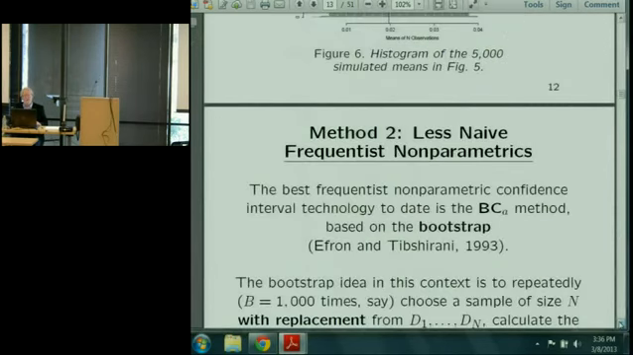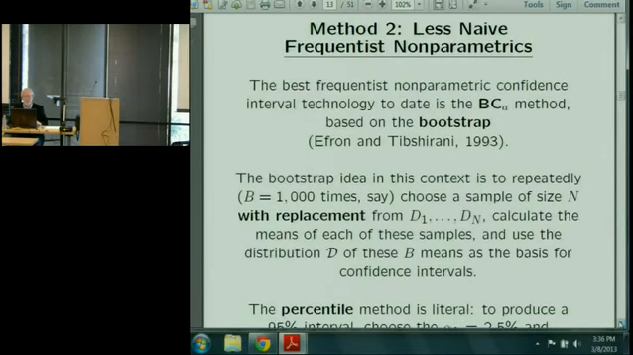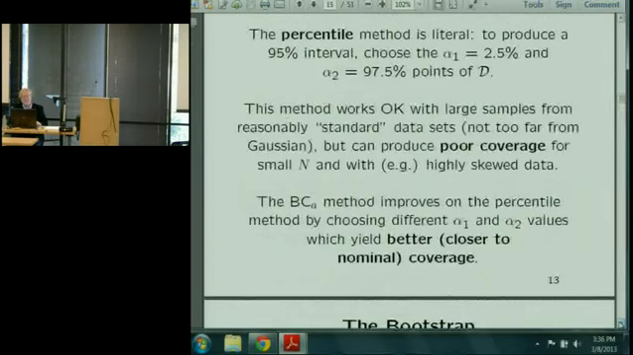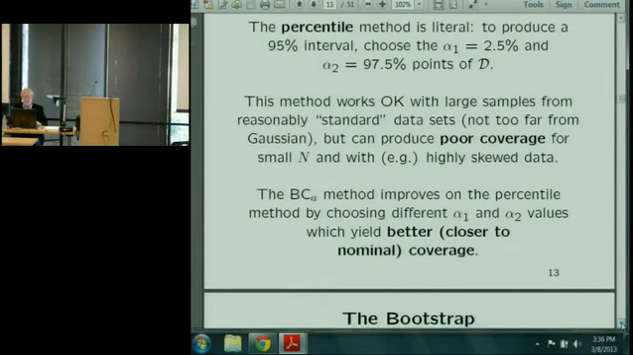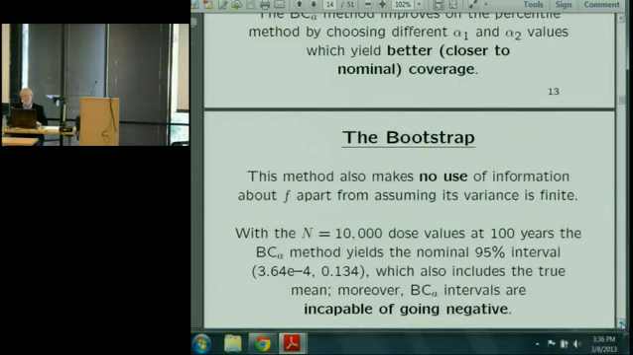All right, then I tried the bootstrap because that's supposed to be the best non-Bayesian, non-parametric method. And I'd used the percentile method. And as we've seen, this method works okay with large samples from reasonably standard data sets, not too far from Gaussian. But as we've also seen, it can produce poor coverage for small sample sizes and with highly skewed data. And the BCA method, as I've shown you, improves on the percentile method a little bit and is supposed to get better coverage. And it's also non-parametric. It makes no use of information about F apart from having the assumption that its variance is finite.